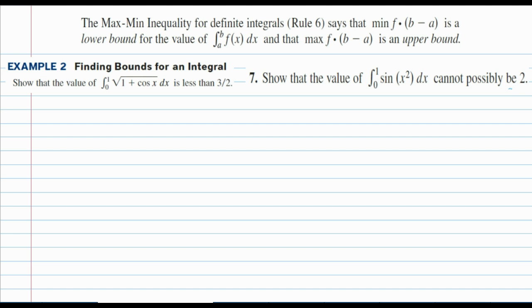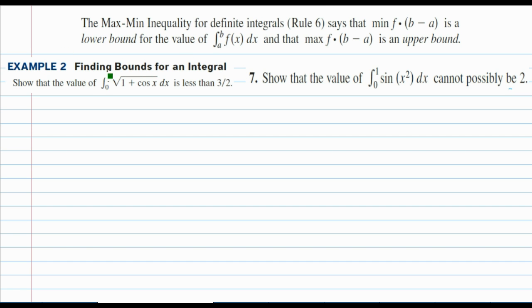So now back to example 2. The top here says the max-min inequality for definite integrals, or rule number 6, says that the minimum of f times b minus a is a lower bound, and vice versa for an upper bound. Okay, so we're going to use that now, finding bounds for an integral.